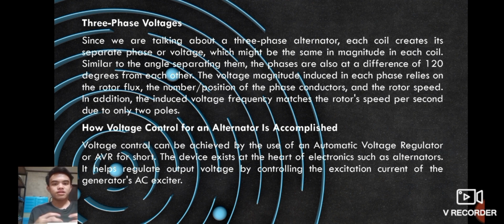So how is voltage control for an alternator accomplished? Voltage control can be achieved by the use of an automatic voltage regulator, or AVR for short. The device exists at the heart of electronics such as alternators. It helps regulate output voltage by controlling the excitation current of the generator's AC exciter.